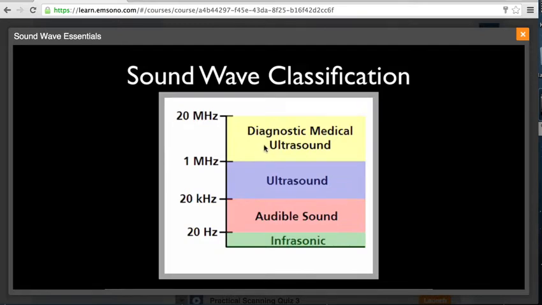Now, diagnostic medical ultrasound is going to include sound waves in the range of 1 megahertz or 1 million cycles per second up to 20 megahertz or 20 million cycles per second.